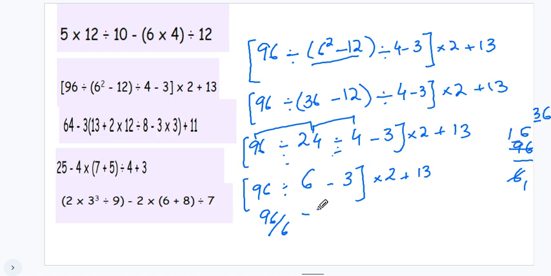So here is minus 3, and now we have 36 minus 3 times 2 plus 13. Okay, so now what we have to do, 36 minus 3 will give you 33 times 2.